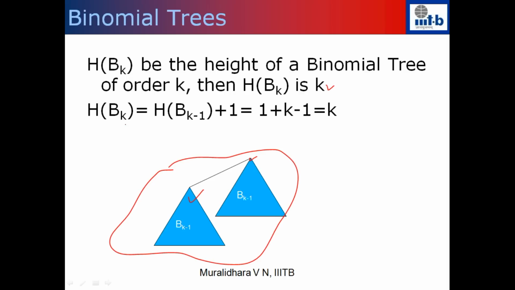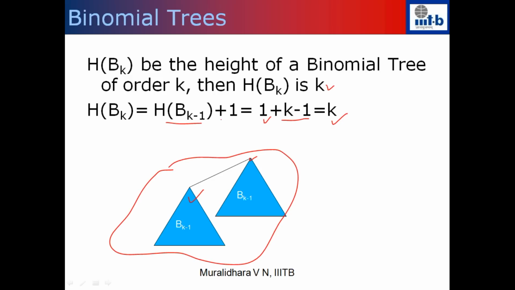So the height of B_k will be exactly equal to 1 plus the height of B_{k-1}. But by induction, we can assume that the height of B_{k-1} is exactly equal to k minus 1, and you are adding 1 to this. This essentially means that the height of B_k is k, because the height of B_k is exactly equal to 1 plus the height of B_{k-1}, right? You can also verify that if k is equal to 0, then the height of a single node is 0 by definition.